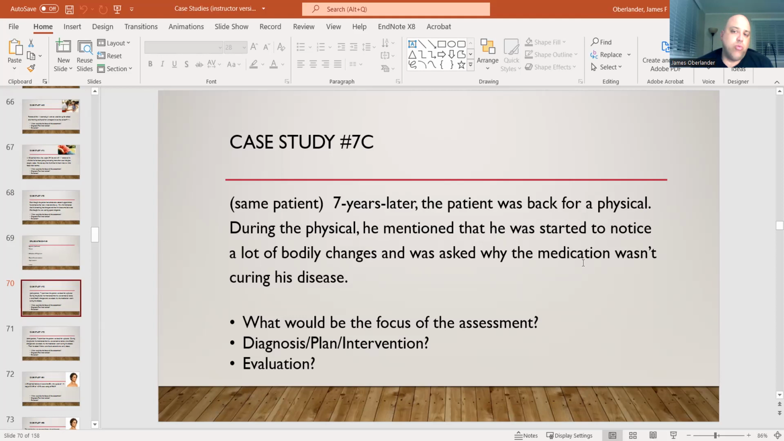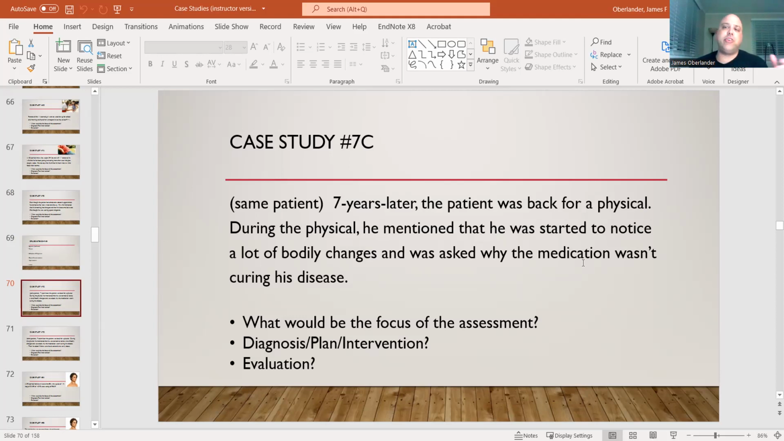Why was the medication not curing his disease? You got all these bodily changes I don't like. You put me on all these meds, they're not working. The medication isn't designed to cure it. It's designed to regulate and control it. He has to add exercise and proper diet to fix it.